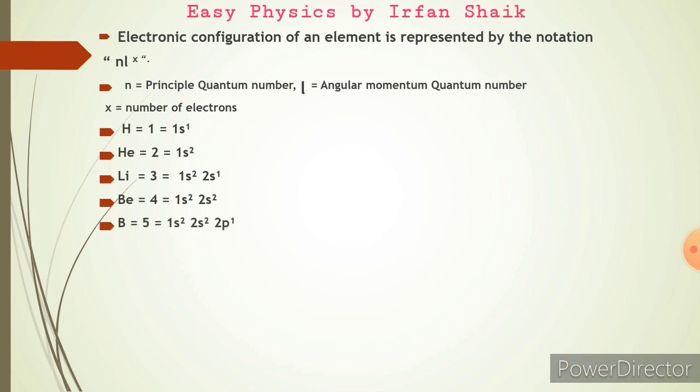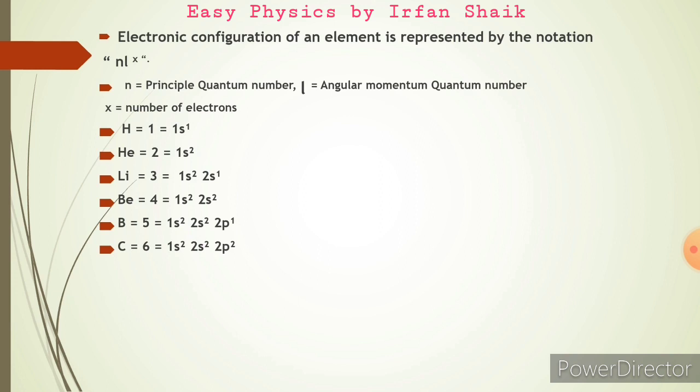Next element is boron. Atomic number 5. So that means it has 5 electrons. So its configuration will be 1s2, 2s2, 2p1. Here the 1s orbital is filled with 2 electrons, the 2s orbital also filled with 2 electrons. Now the 2s orbital is completely filled. So the fifth electron has to enter into the next orbital, that is the 2p orbital. Next, carbon. Atomic number 6, having 6 electrons, its configuration will be 1s2, 2s2, 2p2.